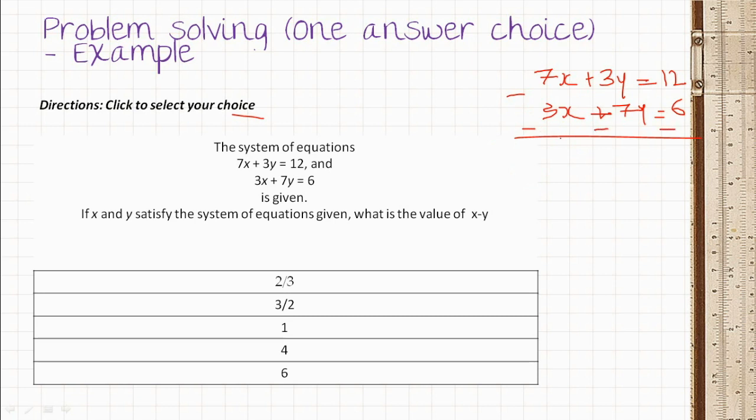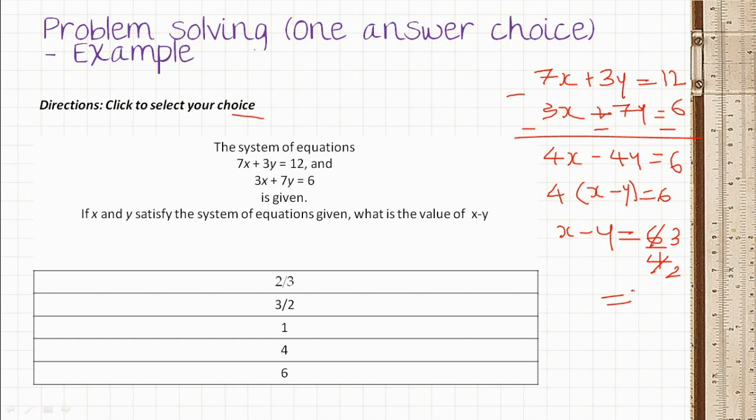7x minus 3x is 4x. 3y minus 7y is minus 4y. That equals 6. Now because we can see here that 4 is common, we'll take out 4 as common, and x minus y equals 6. So you can see where we are going. x minus y is 6 by 4. So 2 3s are 6 and 2 2s are 4. So our final answer is 3 by 2.